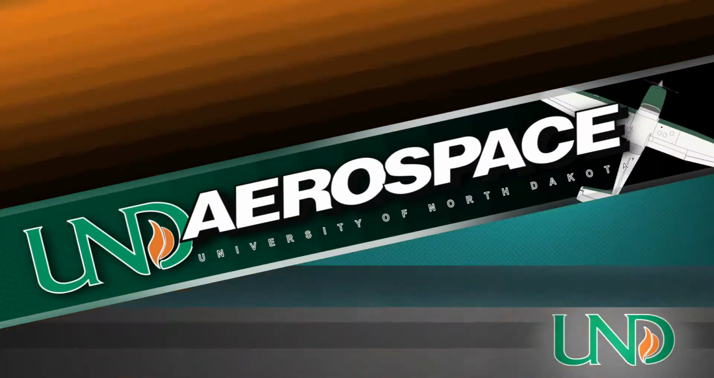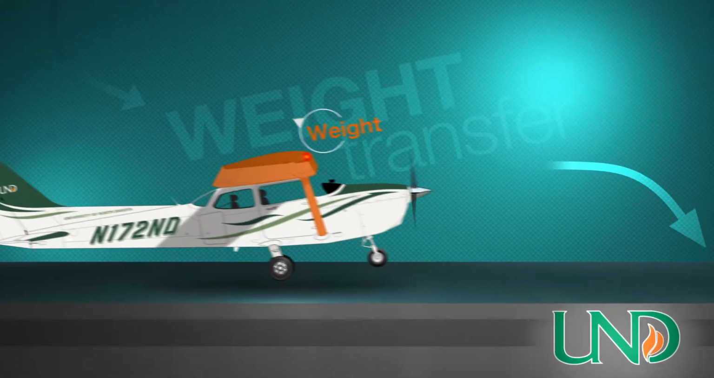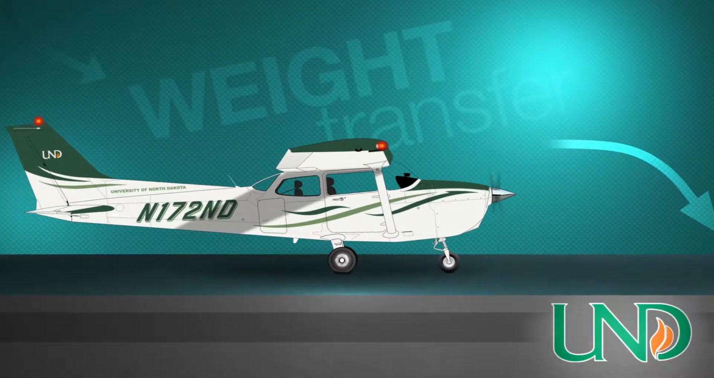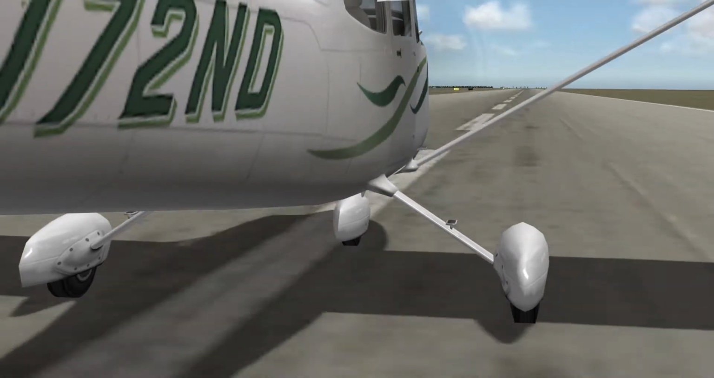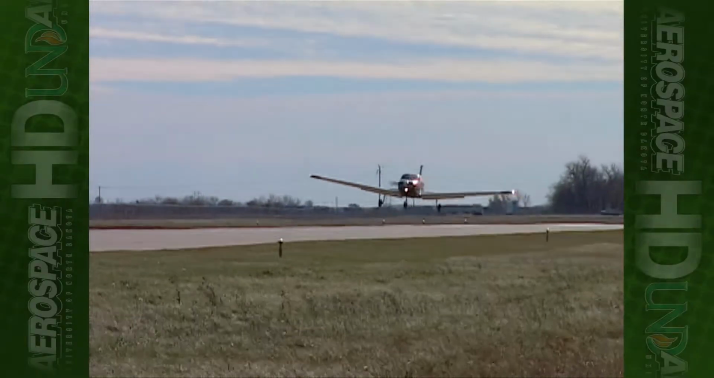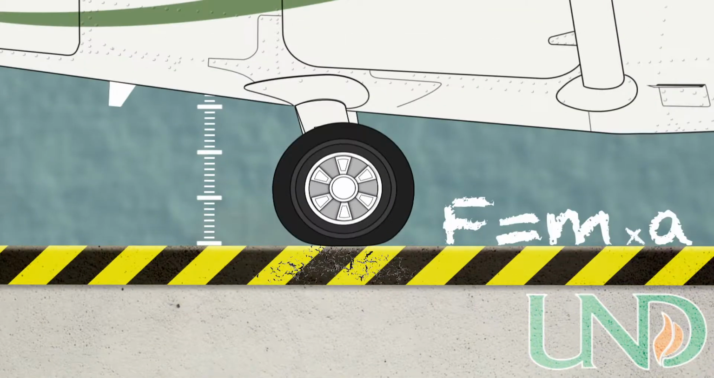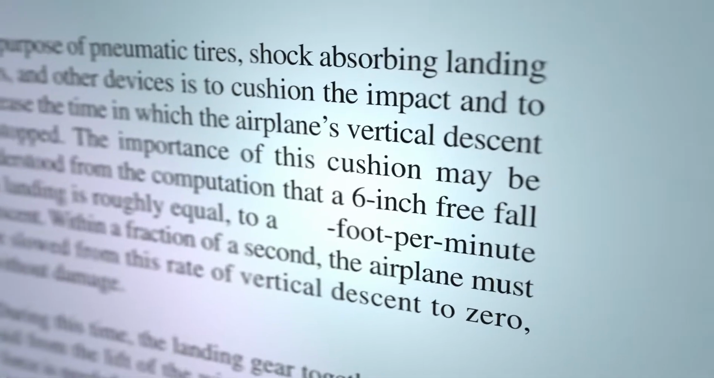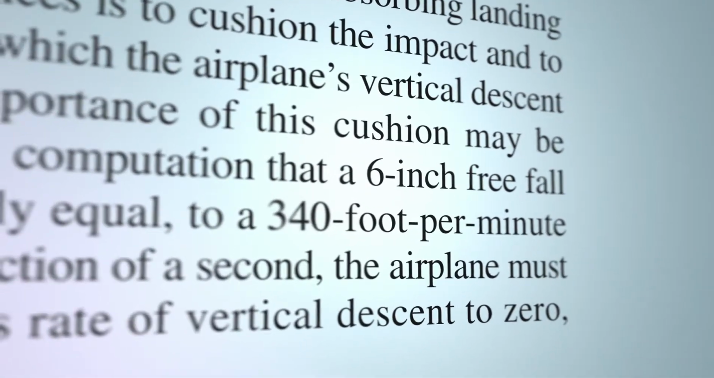The goal of a properly executed landing is to smoothly transition the weight of the aircraft from the wings to the wheels. The undercarriage or landing gear must withstand a substantial amount of force even under ideal conditions, and unfortunately landings are not always ideal. A free fall of only a few inches can multiply the amount of force exerted on the gear. The Airplane Flying Handbook approximates a 6-inch free fall to landing with about a 340-foot-per-minute descent rate.